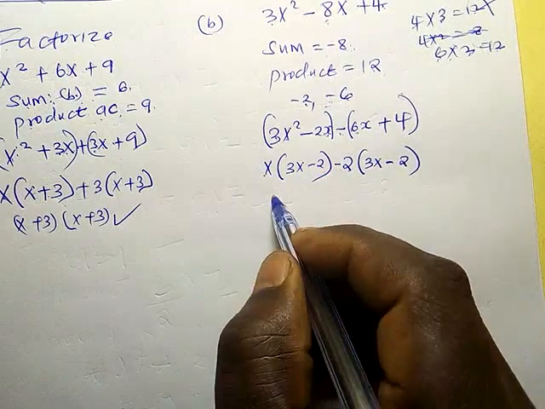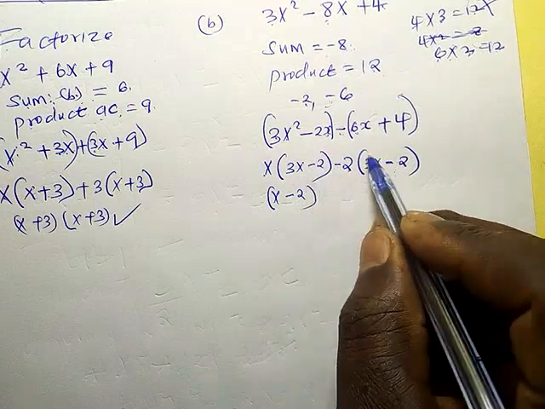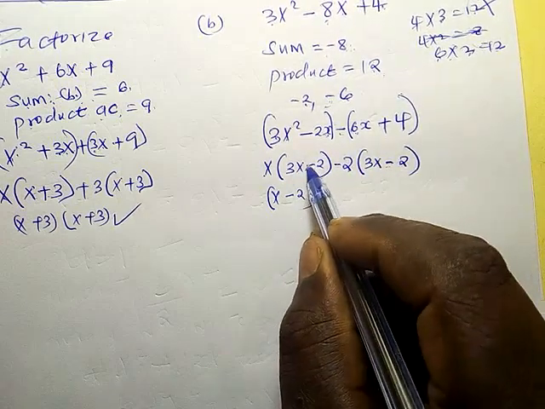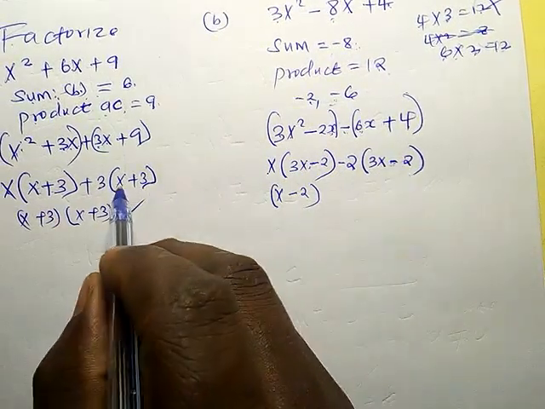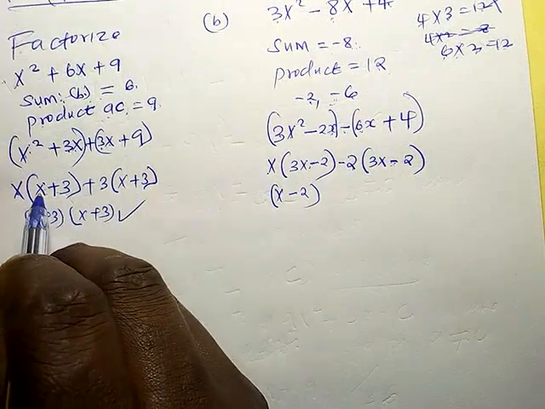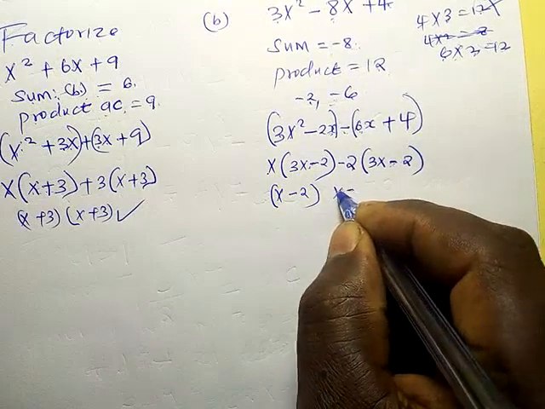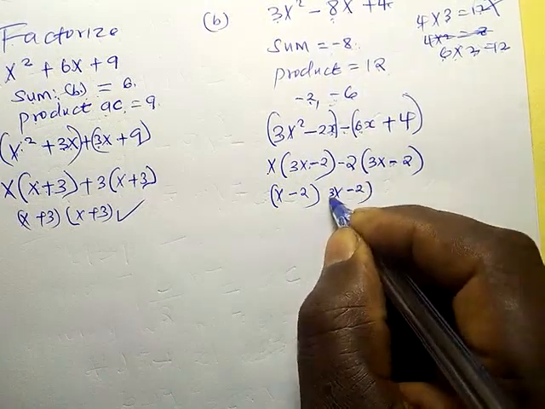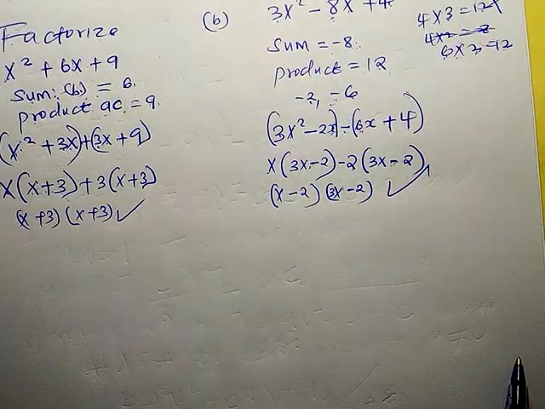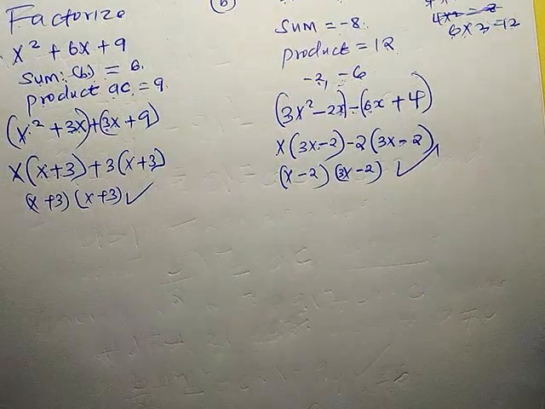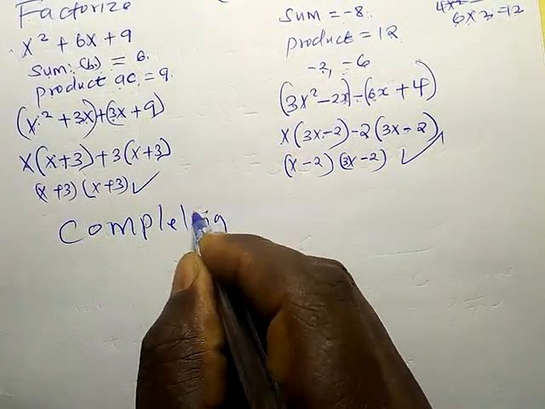Join this x plus this, so x minus 2. And then pick one from the bracket, because they must be the same. There's no way you will find here it is negative and here it is positive. If you find it like that, be sure you are wrong. They must be the same. So pick one: x minus 3, x minus 2. And these are the factors of this expression, and we have done now. I won't go on too much because of time. Let us go to completing the square.